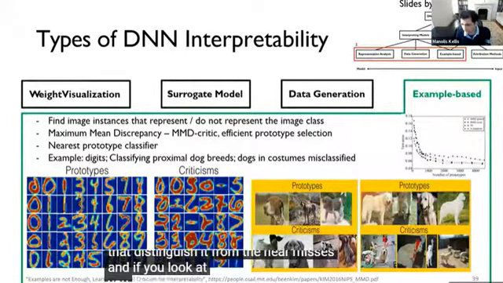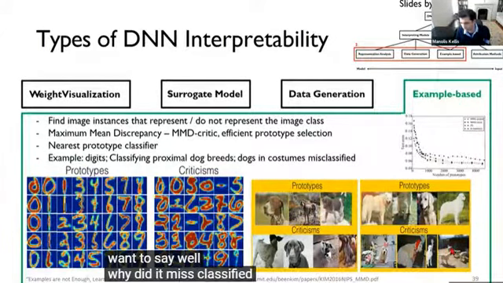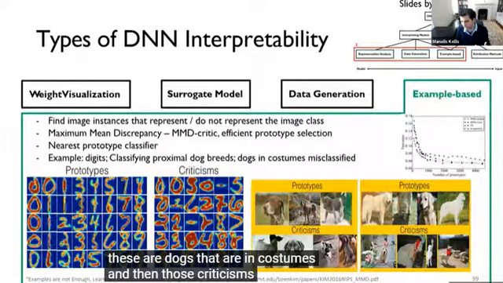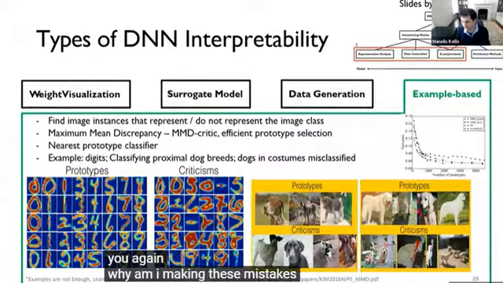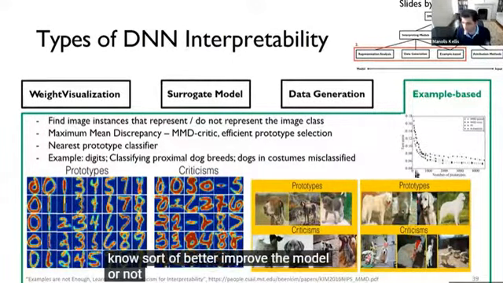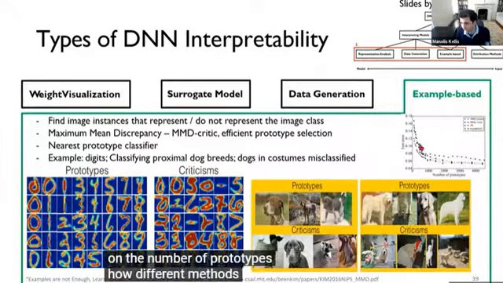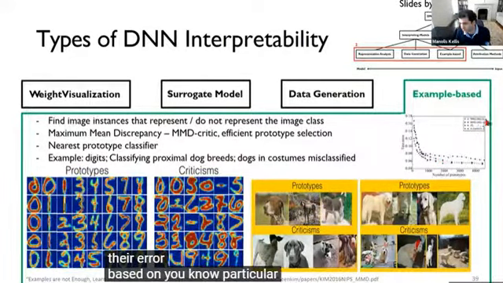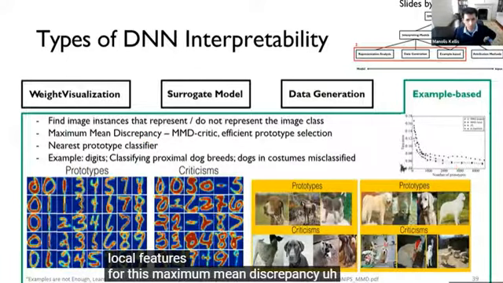And if you look at misclassifications of dogs, you want to say, well, why did it misclassify it? Usually these are dogs that are in costumes. Those criticisms, those misclassifications, can tell you why you are making these mistakes and how to better improve the model. And you can see here, based on the number of prototypes, how different methods reduce their error based on particular global or local features for this maximum mean discrepancy approach.